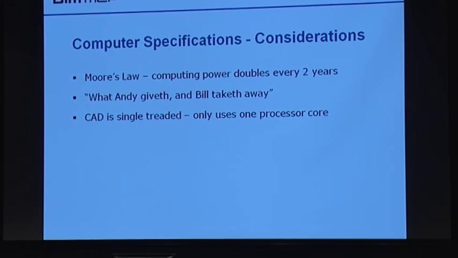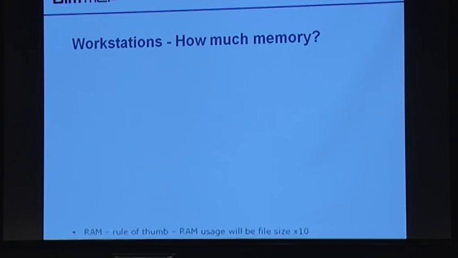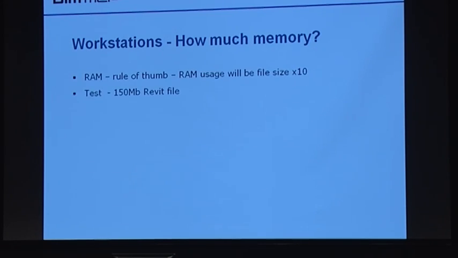CAD is a single-threaded process that only uses 1 core. So you can go and buy yourself a quad core, you can go and buy yourself 50 cores and stick them in a computer, it'll use 1. And when it comes to memory, as a rule of thumb, the CAD file size will multiply by a factor of about 10 in memory. Operating system: XP or even Windows 7 32-bit, don't go there, it's just got a limit. You need a 64-bit operating system.